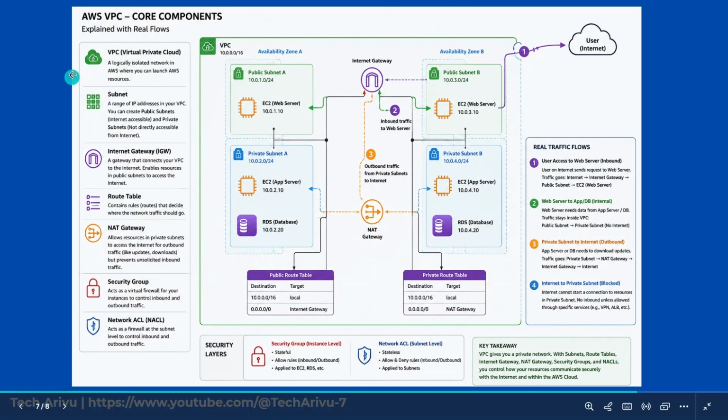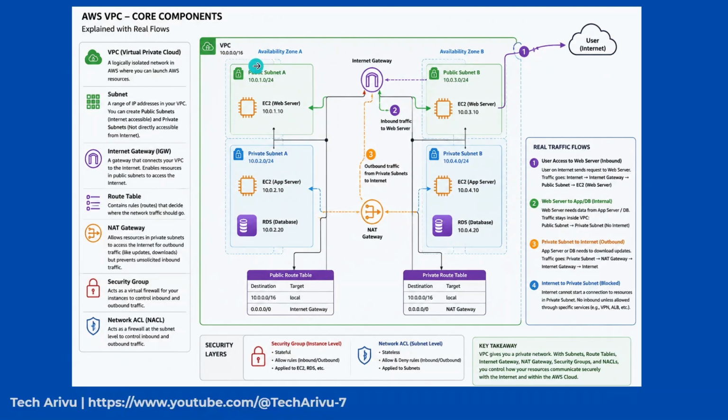So the full architecture flow of the VPC. This is how real companies host applications securely on AWS. Front-end servers stay public, and the backend servers and the database stay private inside the private subnet.